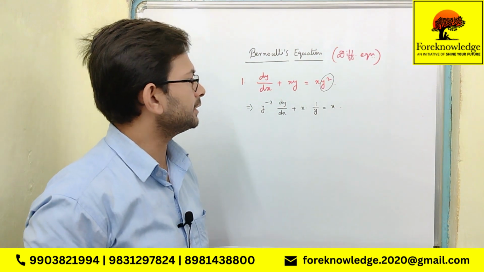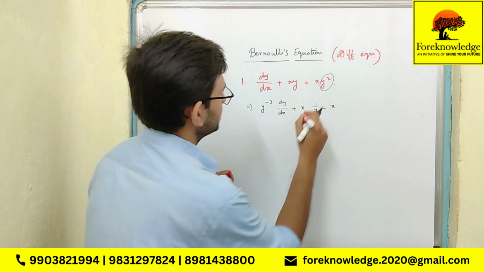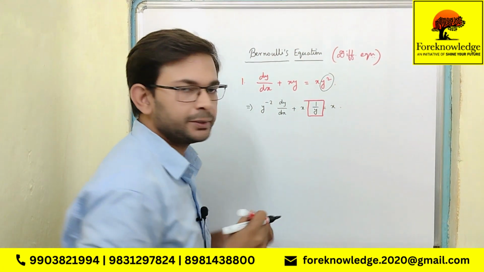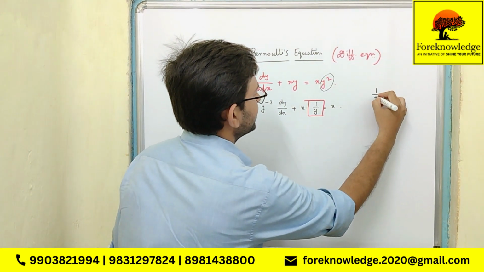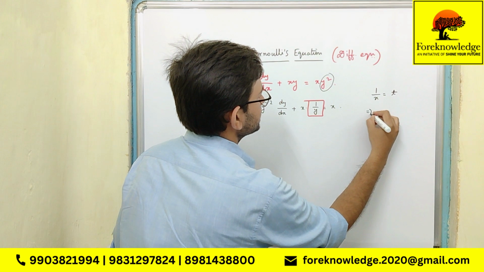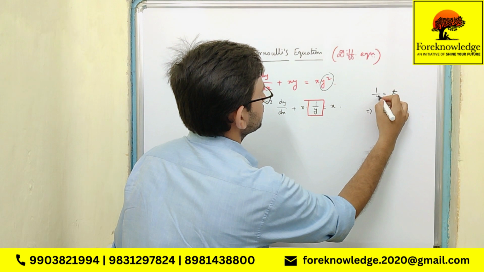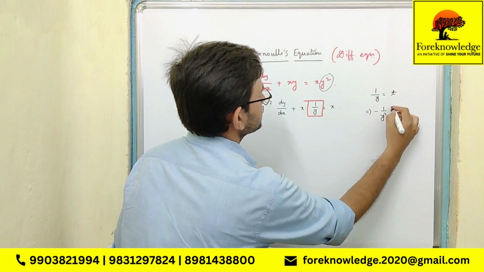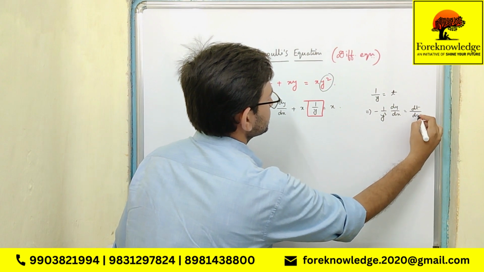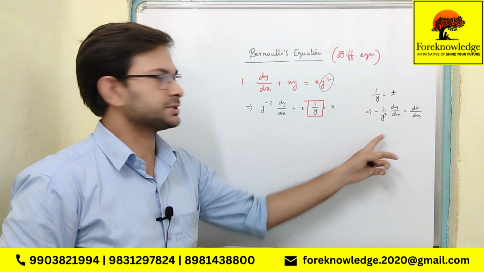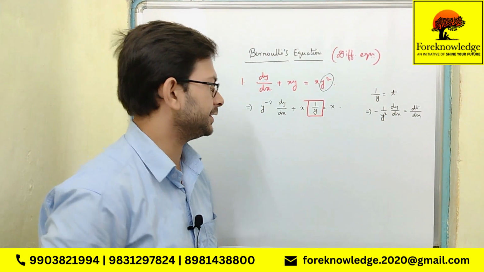Okay, divided by y square. Now this quantity which is present with p x, assume it as t. So this is nothing but minus 1 by y square dy dx equal to dt dx, differentiation with respect to x. Okay, 1 by y equal to t, so minus 1 by y square dy dx equal to dt dx.